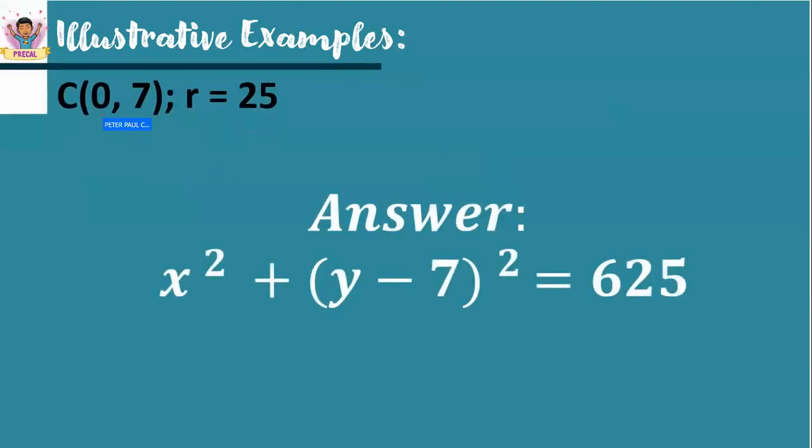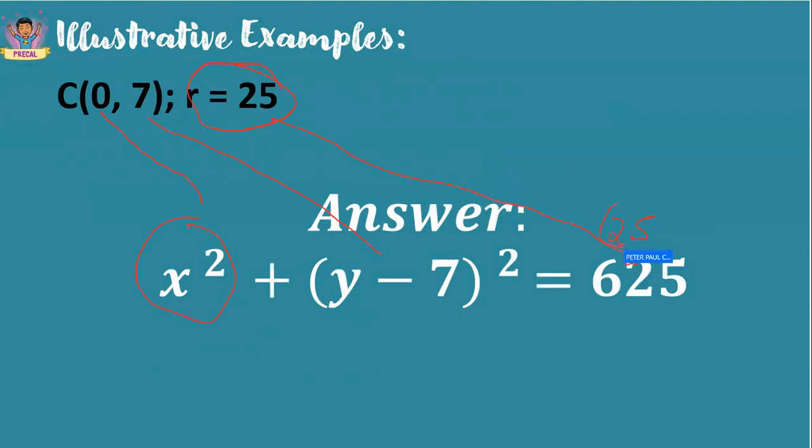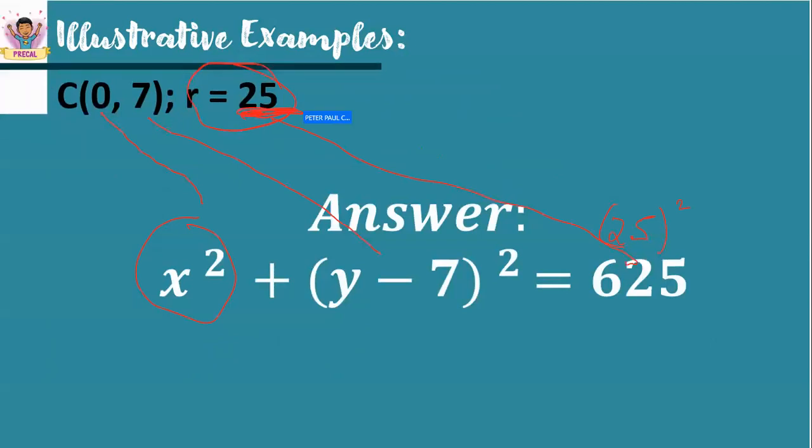The 0 of the center is translated as x squared only, while 7 is translated as the quantity y minus 7 squared. But many would mistakenly write 5 here as the answer. What we need to do here is to square 25 instead. Sometimes you might mistakenly get the square root of 25 and then your final answer will be 5 here. But in this case, you have to square 25.